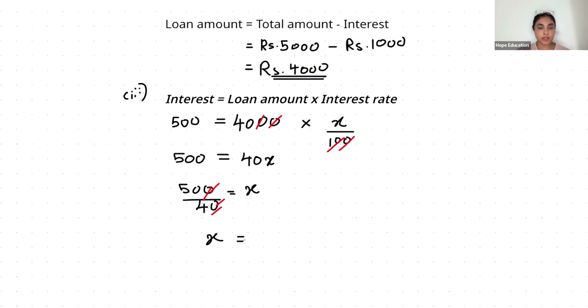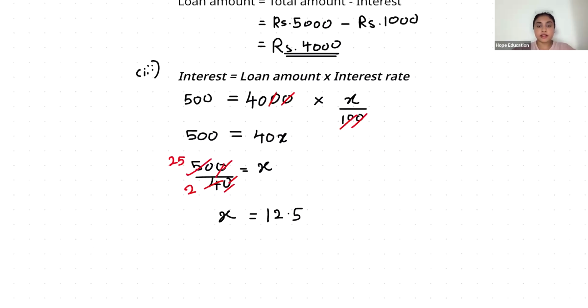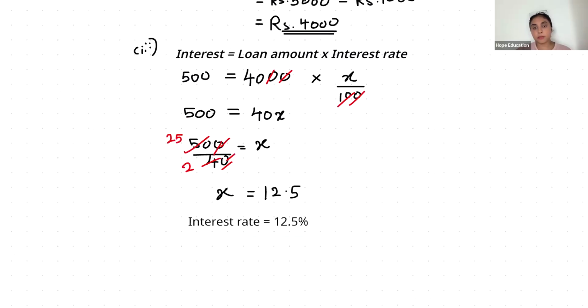So 25 divided by 2 would be 12.5. If x is 12.5, that means interest rate is 12.5%. The percent mark must be put. It's okay if you put it here, or if you want, you can put it there. Or in the final answer you have to put it. Is this clear to all of you?